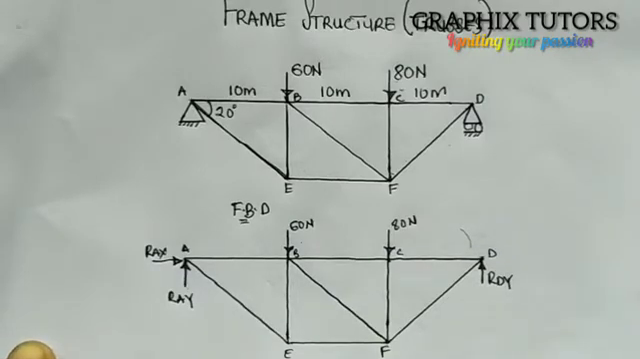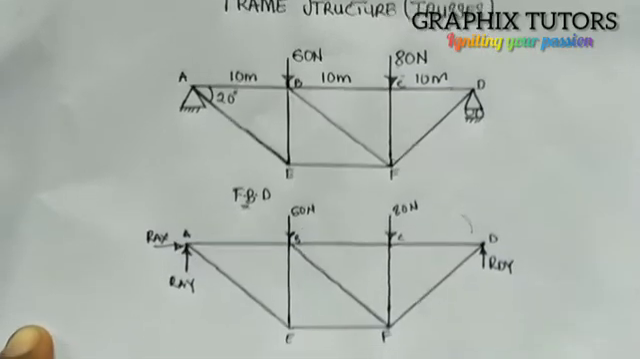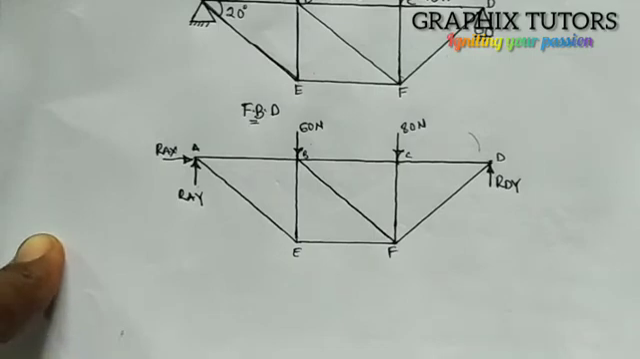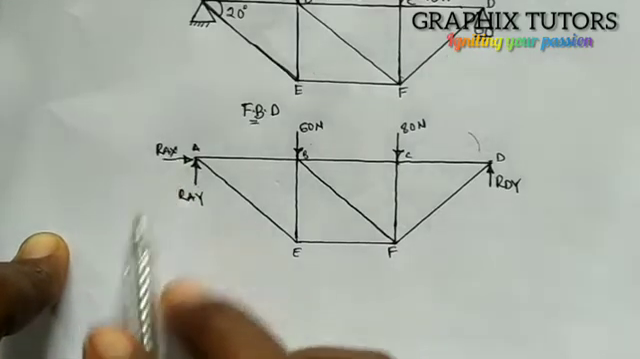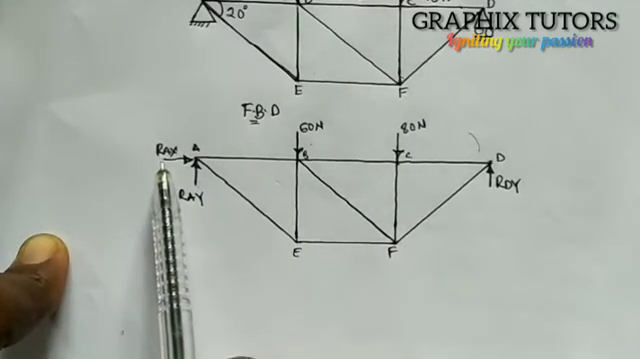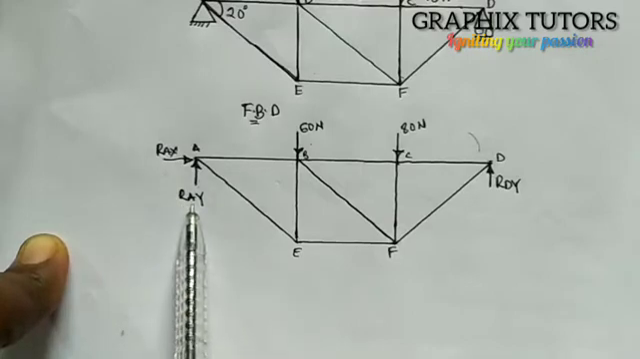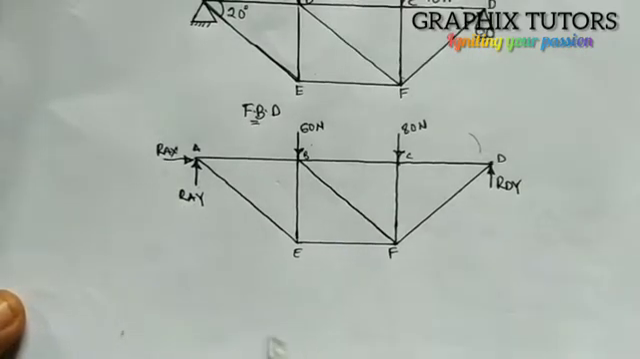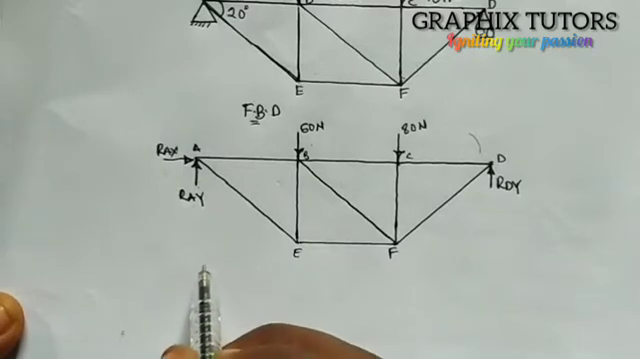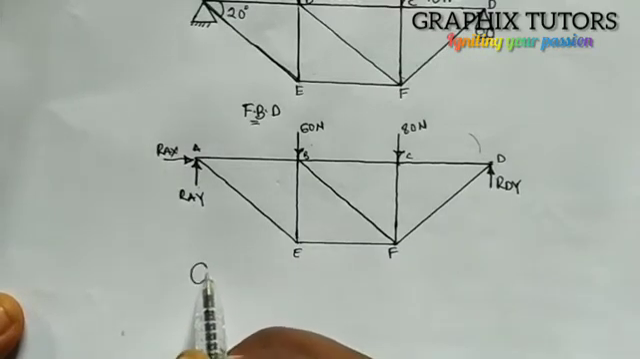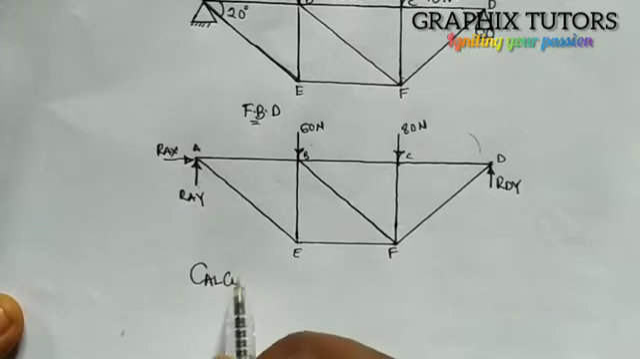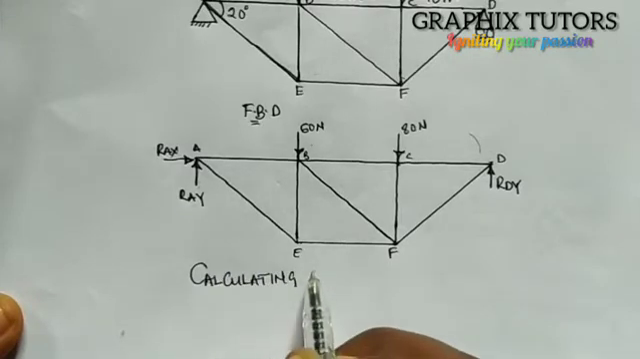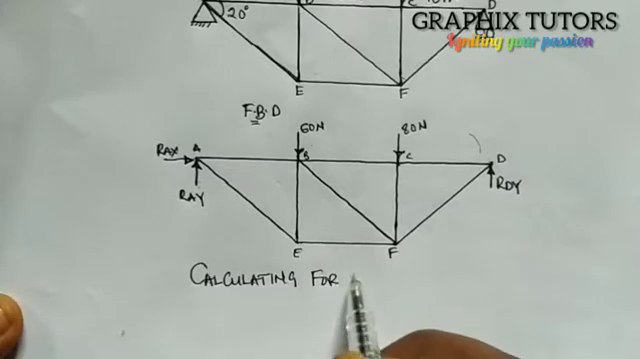Now, the next thing we'll do is to calculate for what? For each of the reactions. We have three of them, in the name of RAX, RAY, and RDY. Now, we write: calculating for the reactions.